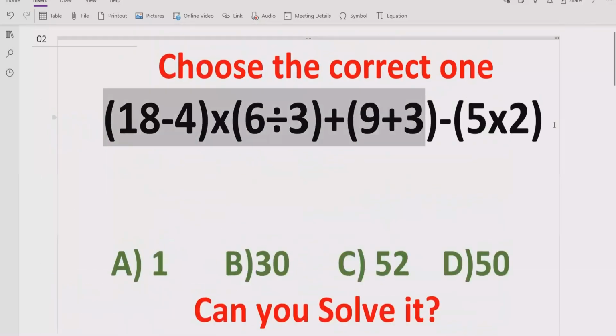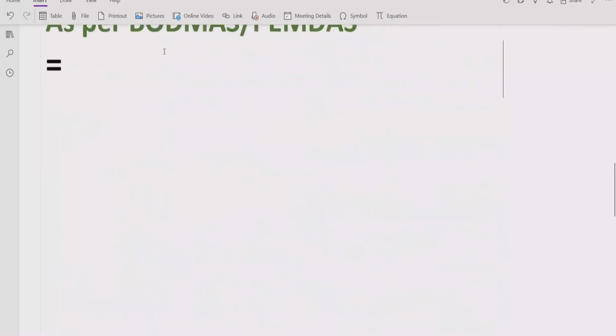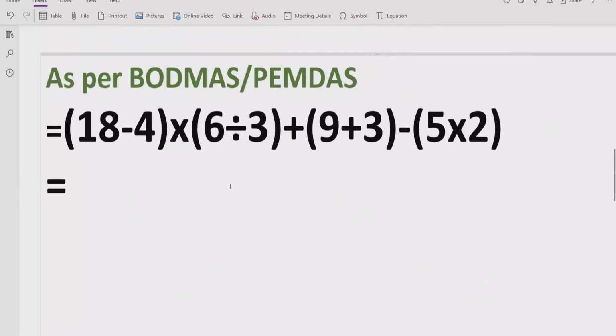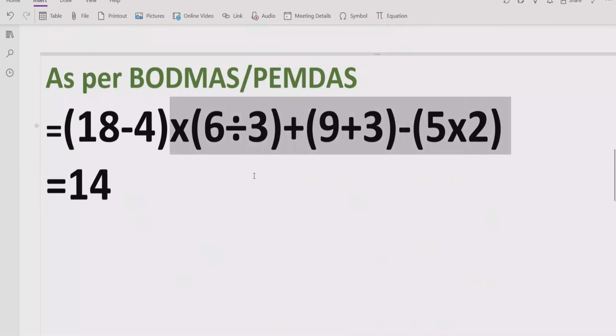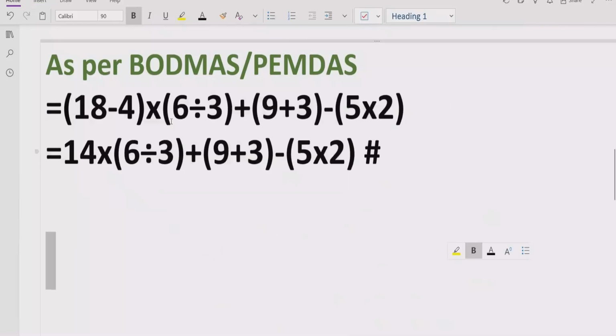So here we will write this expression, this one. Now, we have four brackets here. So first we will solve each bracket in each step. So here 18 minus 4 equals 14, and the other parts we will write as they are. We will write this part as it is. And here we will give the reference: 18 minus 4 equals 14.